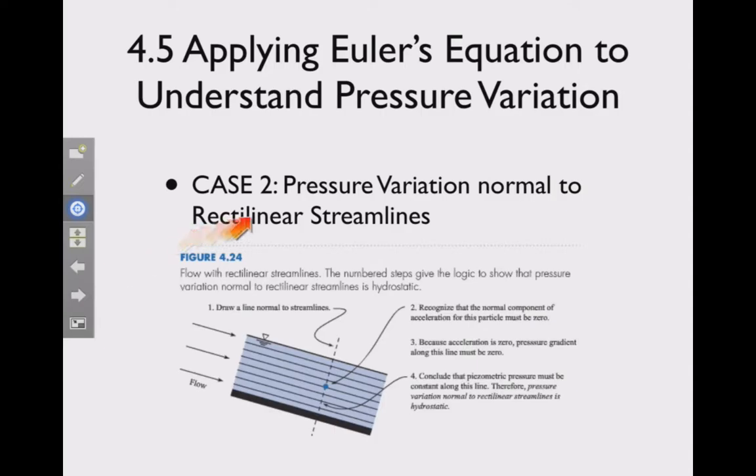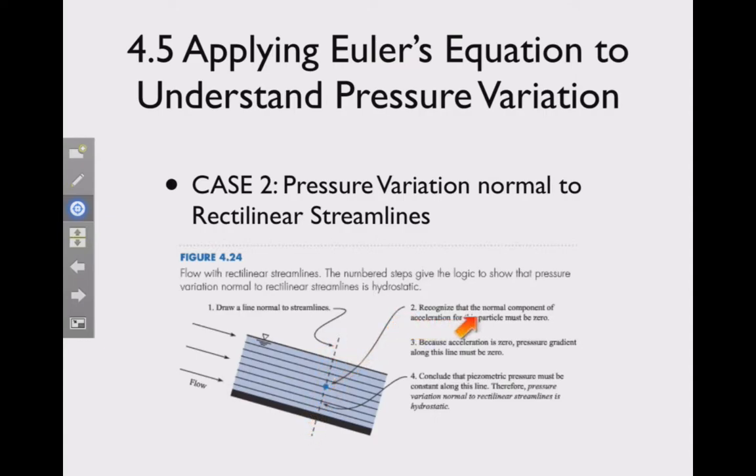So in case 2 here, we're looking at pressure variation normal to rectilinear streamlines. We're looking at a situation where we have a uniform flow with depth. We have streamlines being all very uniform in this fluid, with no viscous effects at the boundary. So this is what we would call an inviscid flow. Let's go through the steps here. We know we have the streamlines here, indicating constant flow. We're drawing a line that's normal to the streamlines.